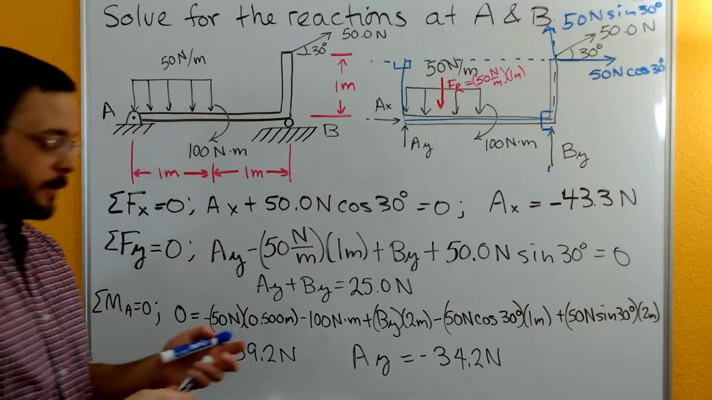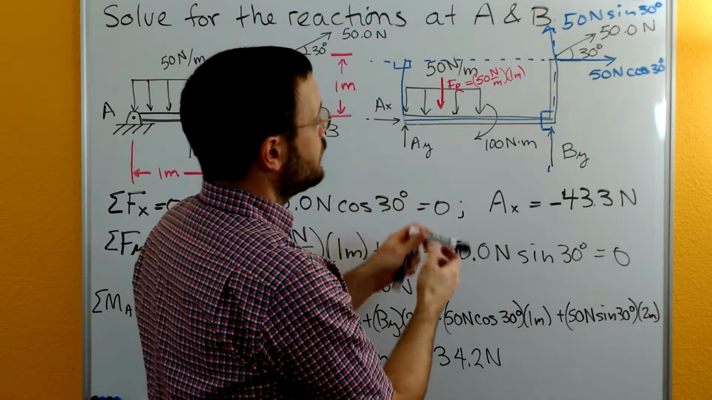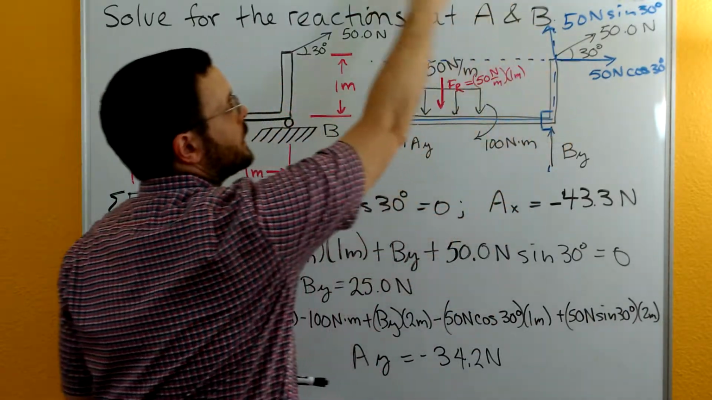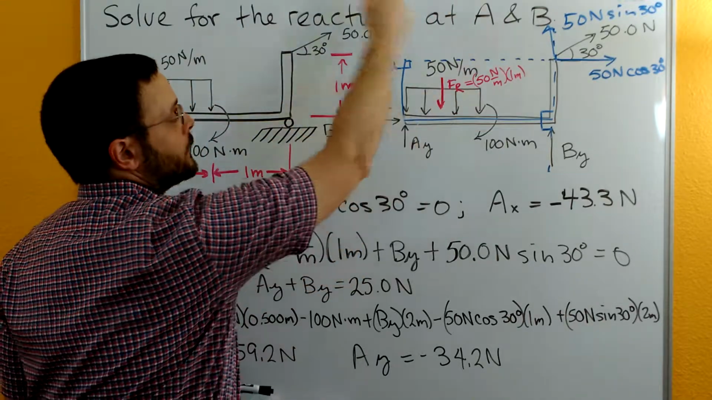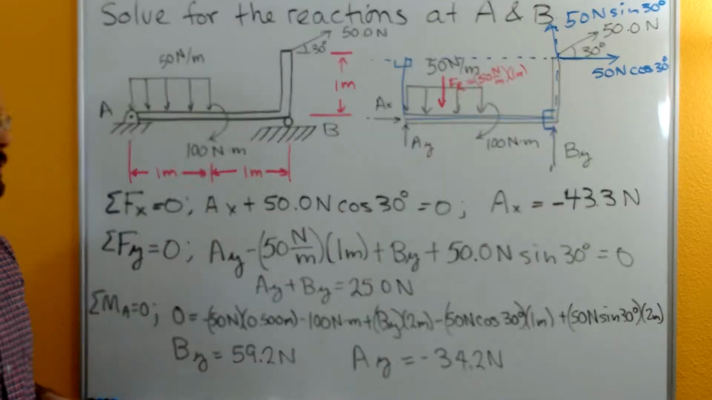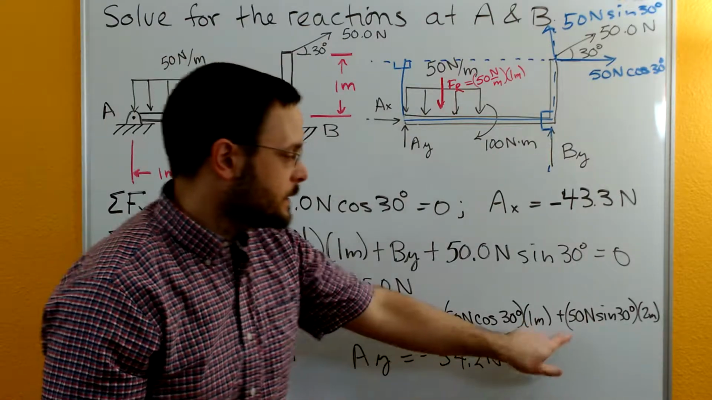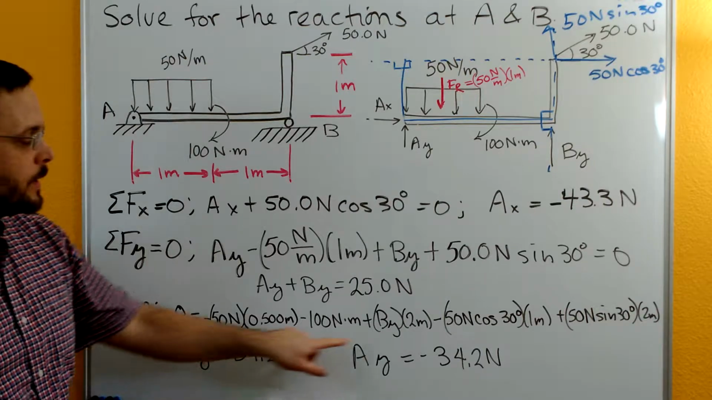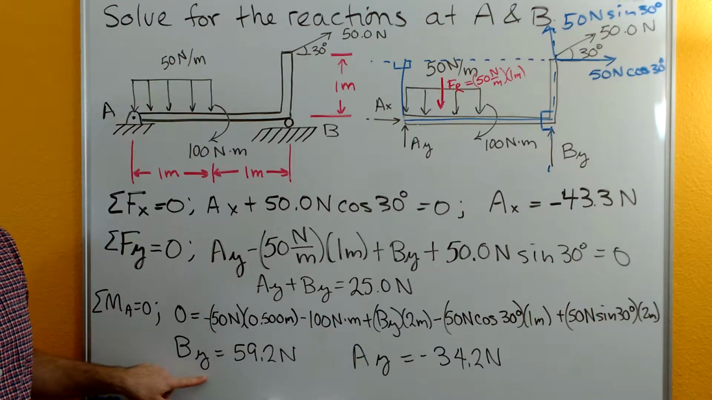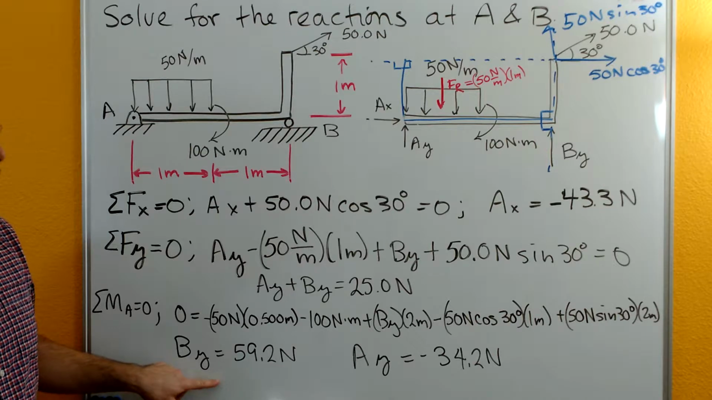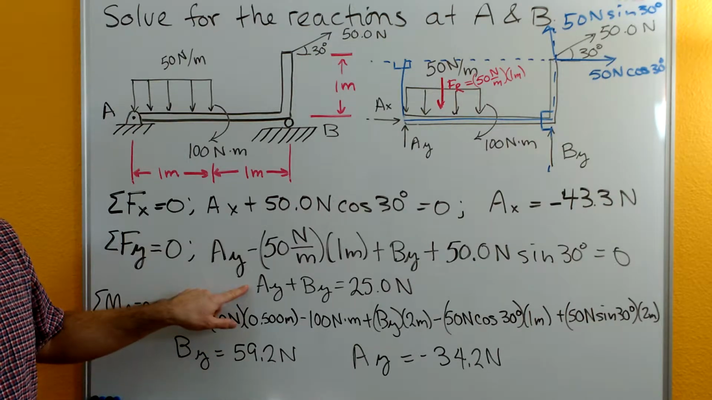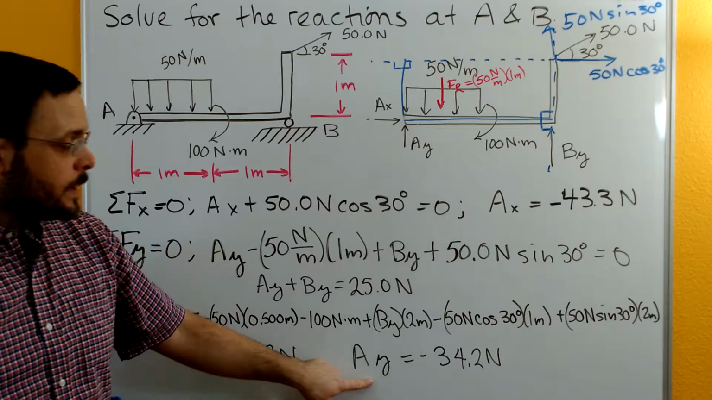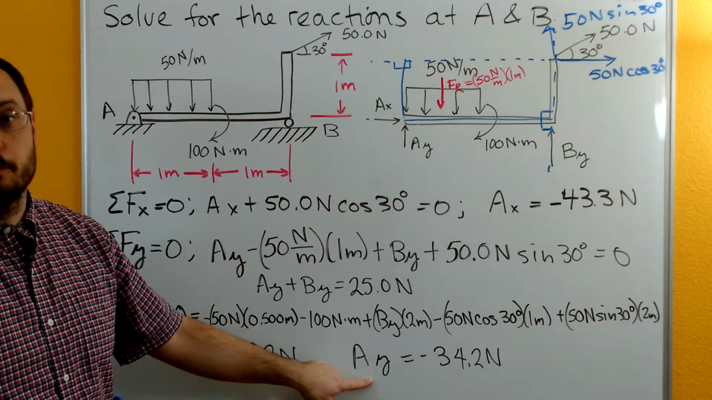Now let's apply our other approach, thinking about pulling on this beam in this direction here. It's going to make it spin around in this direction. That's opposite the direction of a clock's hand, so counterclockwise, and so that's positive. We've got one equation with just one unknown, By. We can solve it, get By is 59.2. Plug that 59.2 back into this equation that we got from sum of forces in the y, and then we got Ay is equal to negative 34.2.